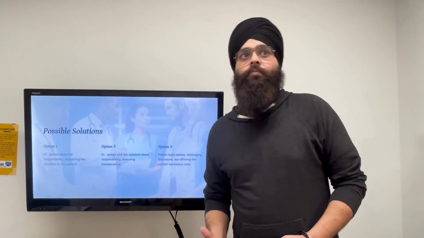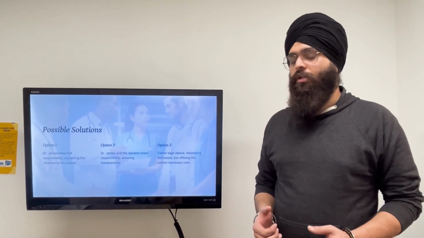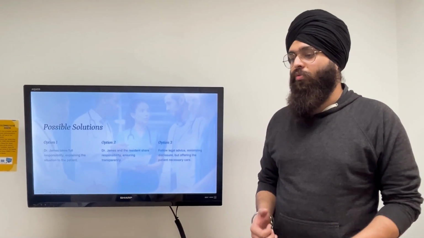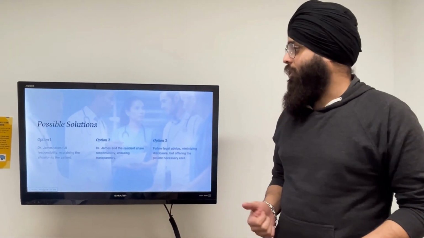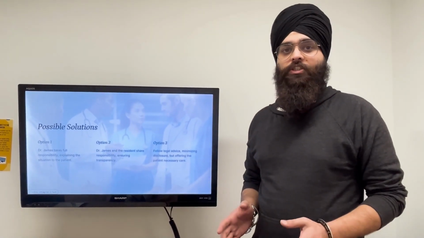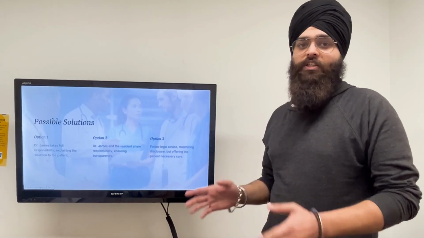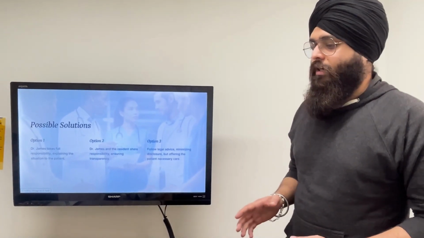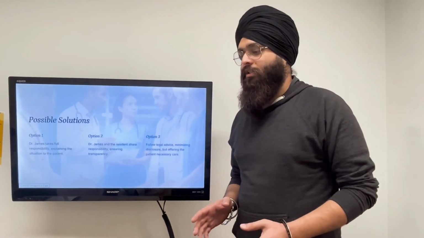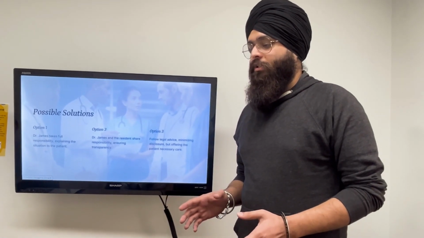Following on to the possible solutions, our team came up with 3 different options that Dr. James can follow. Option 1 is that Dr. James takes full responsibility by explaining the situation to the patient. Option 2 involves Dr. James and the resident sharing the responsibility of the error and ensuring transparency. And option 3 is following the legal advice, which will minimize disclosure but offer the patient necessary care.